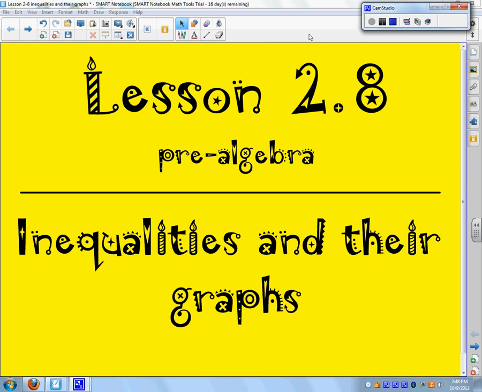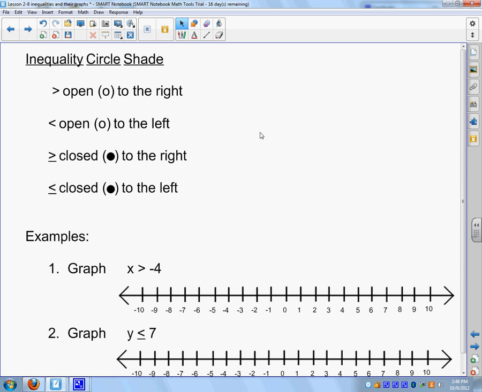Hey guys, this is lesson 2.8 for pre-algebra, inequalities and their graphs. Alright, so first in your notes you need to copy down the inequalities circle shade.